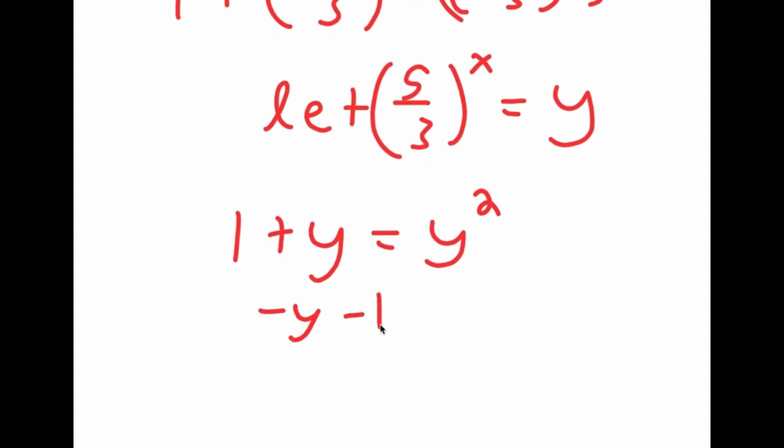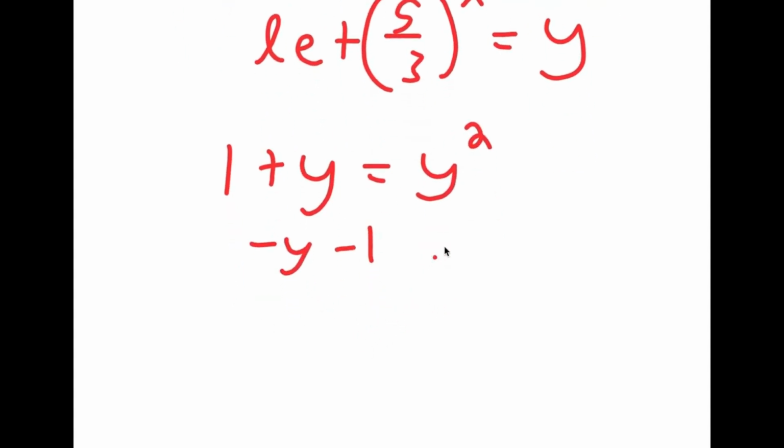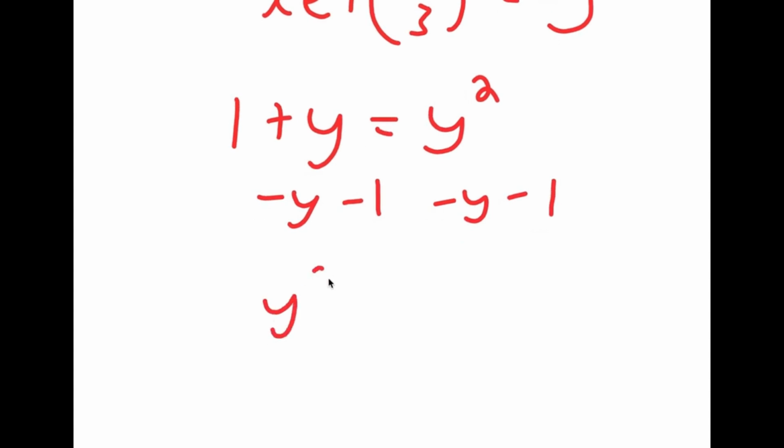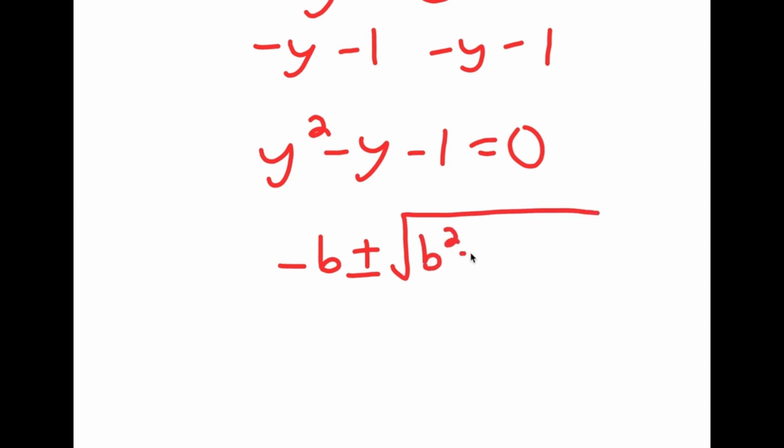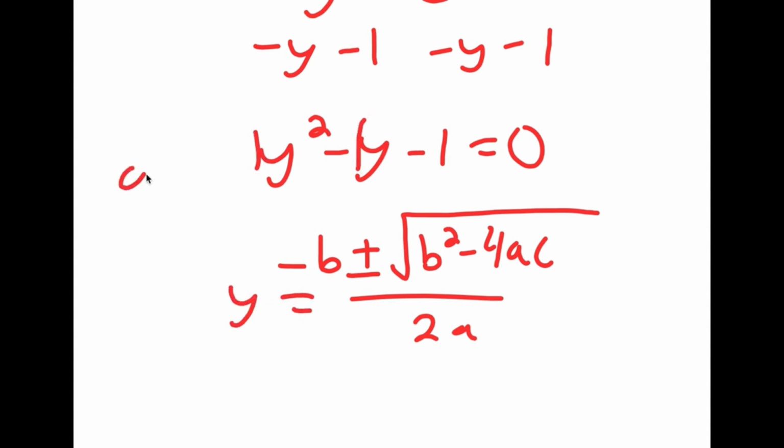And if I subtract y and 1 on both sides, I get y squared minus y minus 1 is equal to 0. So I get a quadratic equation, and to solve this, I'm going to use the quadratic formula, which is negative b plus or minus the square root of b squared minus 4ac, all over 2a. So in this case, a is 1, b is negative 1, and c is negative 1.